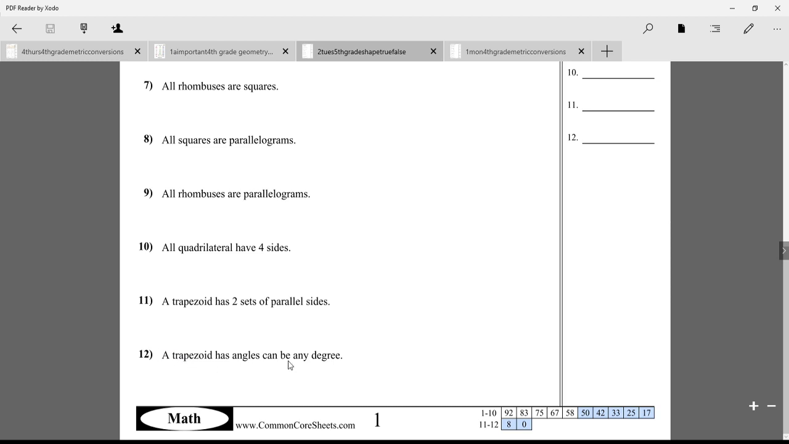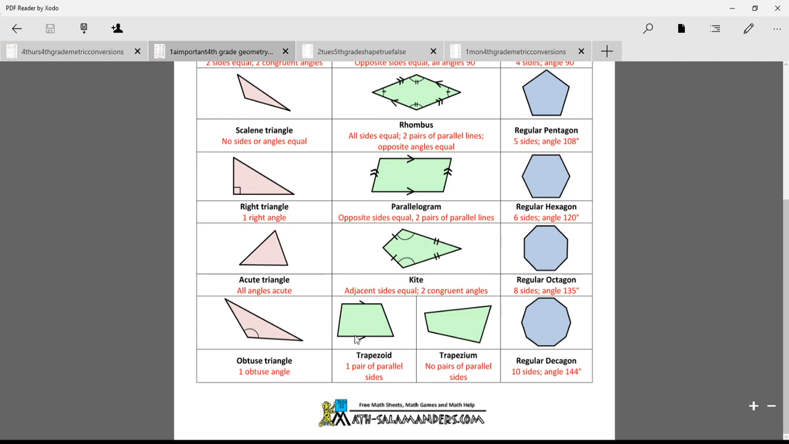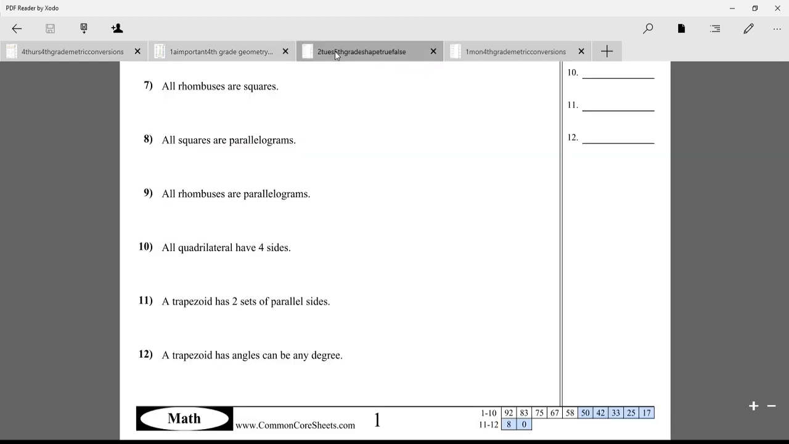A trapezoid has angles that can be any degree. Technically, I guess they could be any degree, because they just have one pair of parallel sides. Depending on how the sides that are not parallel are angled, they could have angles of just about any degree. So that would be true.